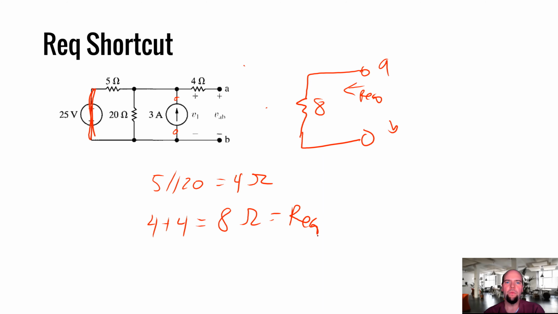So you have to find the short circuit current, the open circuit voltage, the equivalent resistance. You get to pick 2 of those 3. It's up to you, your choice. Pick two of those 3, find 2 of those 3, and you can find your Thevenin and Norton equivalent circuit.